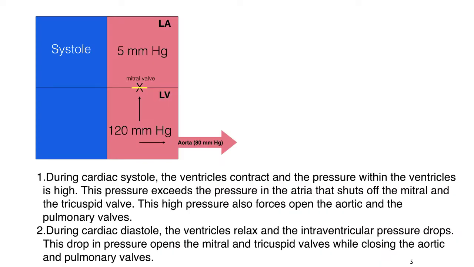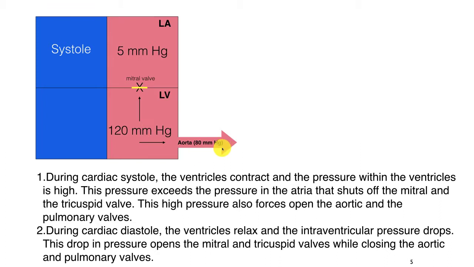It is important to note that valve opening and chamber pressure differences cause cardiac blood flow. For example, during cardiac systole, pressure in the left ventricle is higher than pressure in the left atria. This forces the mitral valve to close. At the same time, this left ventricular pressure, which is higher than the pressure in the aorta, forces open the aortic valve, starting blood flow during cardiac systole.